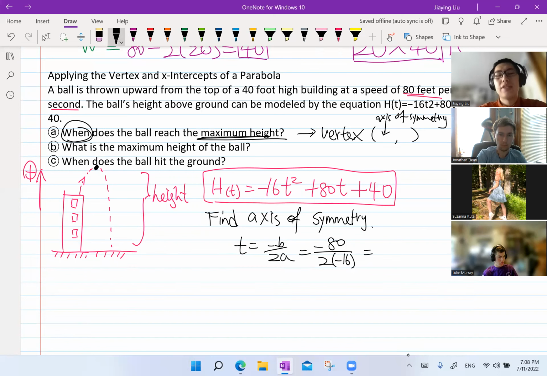So let's see, divide by 16. I think we get 5 over 2. Double check, I'm just going to do it quickly. So at t equals 5 over 2 seconds, I believe, that's when we have the vertex.